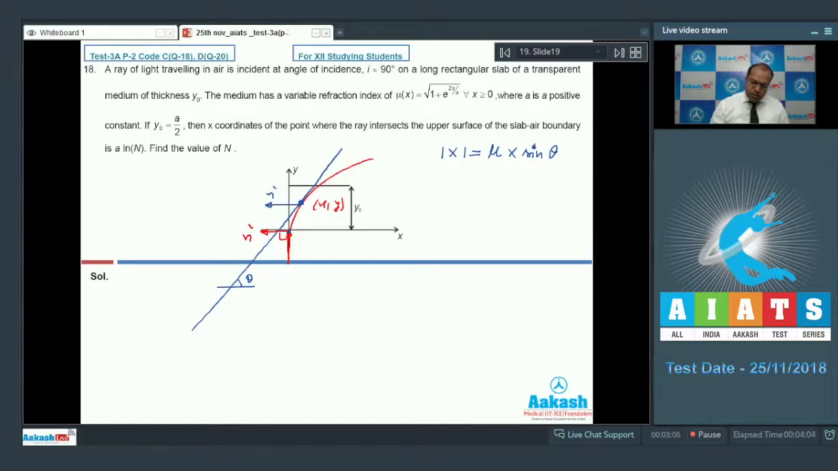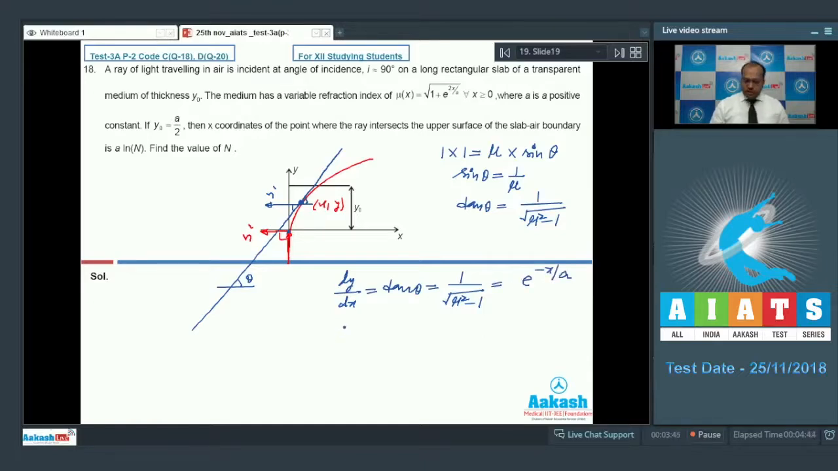Let the normal at this point be in this direction. So suppose this is the angle theta, this angle or this angle. From here I can say that sine theta is equal to 1 by mu, and tan theta can be written as 1 divided by under root of mu square minus 1. We know that dy by dx is equal to tan theta, and it is equal to 1 upon under root mu square minus 1. If I substitute the value of mu here, I will get e raised to the power minus x by a. So now we have formed the differential equation.